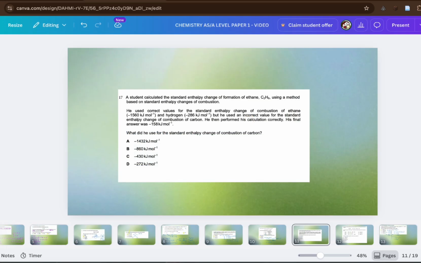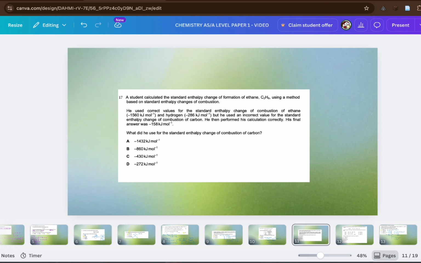Next, a student calculated the standard enthalpy change of formation of ethane, C2H6, using a method based on the standard enthalpy changes of combustion. He used correct values for the standard enthalpy change of combustion of ethane and hydrogen, but he used an incorrect value for the standard enthalpy change of combustion of carbon. He then performed his calculation correctly. His final answer was negative 158. What did he use for the standard enthalpy change of combustion of carbon?